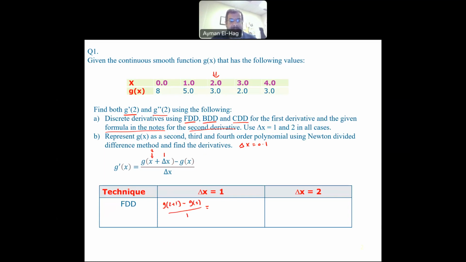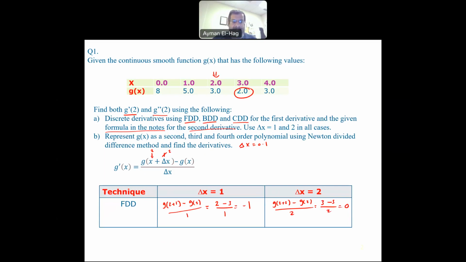Now, g of 2 plus 1 is g at 3, so it will be 2. So this will be 2 minus g at 2, which is 3, divided by 1, and this will give me minus 1. Now when we find the derivative at delta x equal to 2, your delta x, instead of 1, becomes equal to 2. So this is g of 2 plus 2 minus g of 2, divided by 2. Now, g of 2 plus 2 means g at 4, which is equal to 3, minus g at 2, which is 3, divided by 2, and this will give me 0. Okay, so this is how we can find the derivative using directly the discrete data.